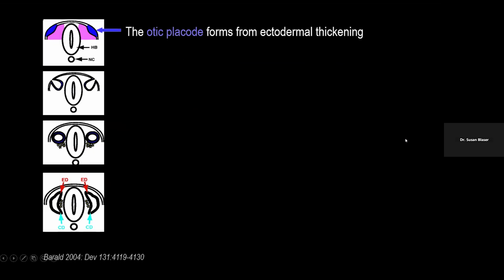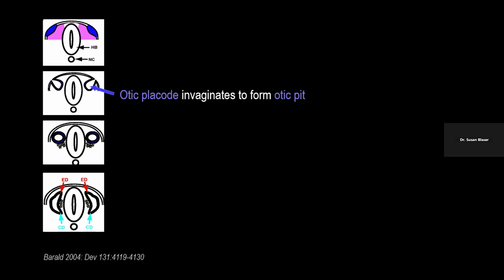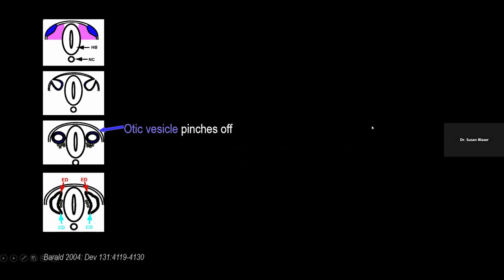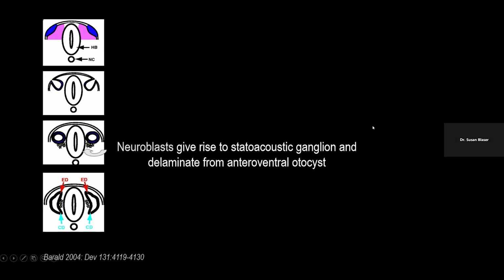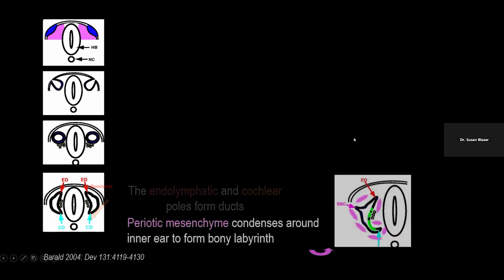Here, the otic placode will form from ectodermal thickening, and the periotic mesenchyme and neural crest cells form between the surface ectoderm and the hindbrain. The otic placode is going to invaginate to form the otic pit. Here you can see the otic vesicle has pinched off, and here you've got neuroblasts that are giving rise to those statoacoustic ganglion regions and delaminating from the anteroventral cyst. And then you've got the endolymphatic and cochlear poles forming ducts. Okay, and eventually you'll have periotic mesenchyme condensing around the inner ear to form the bony labyrinth.